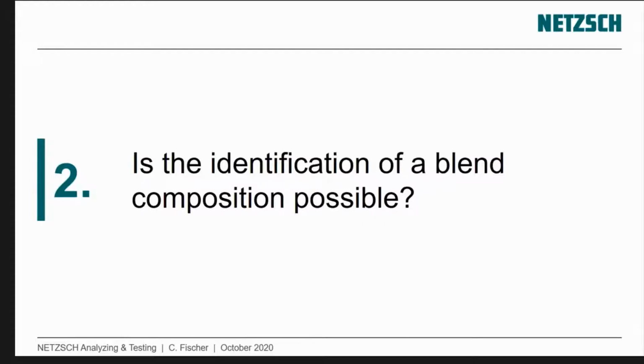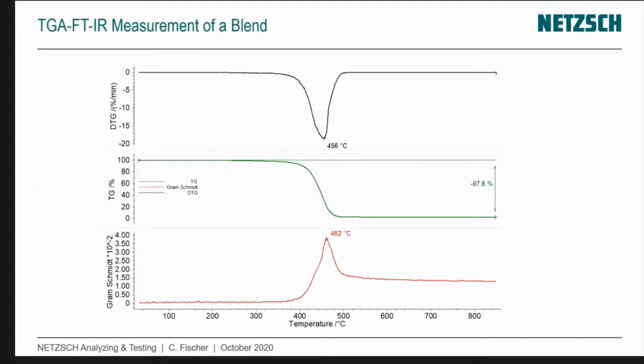Is the identification of a blend composition possible? Also, this question can be solved with the help of TGA-FT-IR coupling. This plot depicts a measurement of a blend consisting of more than one compound. However, the TG curve exhibited only one mass loss step of 98%. The Gram-Schmidt curve shows again the release of IR-active gases. From this graph, we would not expect more than one compound.